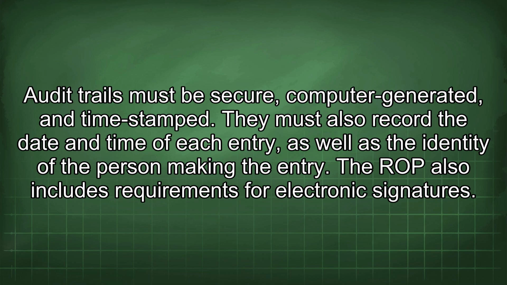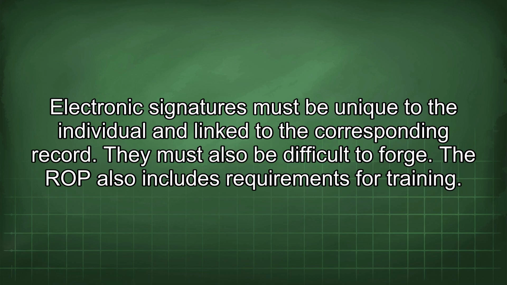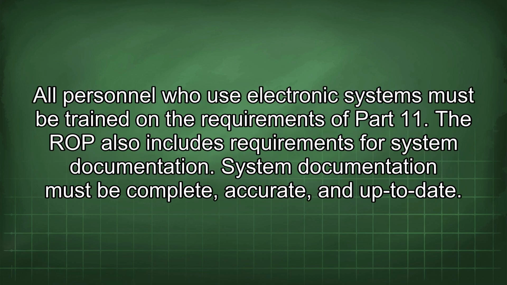The ROP also includes requirements for electronic signatures. Electronic signatures must be unique to the individual and linked to the corresponding record. They must also be difficult to forge. The ROP also includes requirements for training. All personnel who use electronic systems must be trained on the requirements of Part 11. The ROP also includes requirements for system documentation. System documentation must be complete, accurate, and up-to-date.